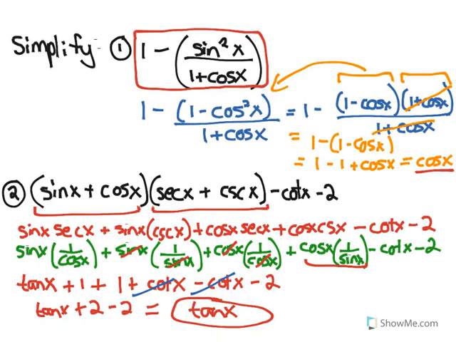Again, it'll take some time to practice, but once you get the hang of what these reciprocal functions stand for, so secant x, cosecant x, and even cotangent x, it really helps to be able to sort of predict what's going to happen as you're simplifying your identities.